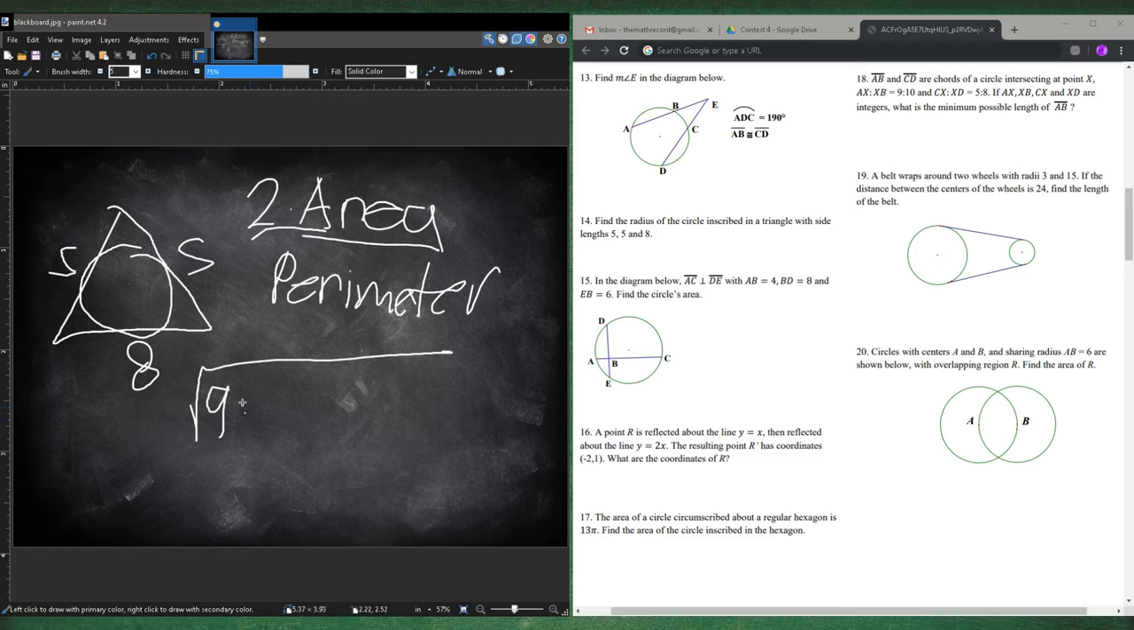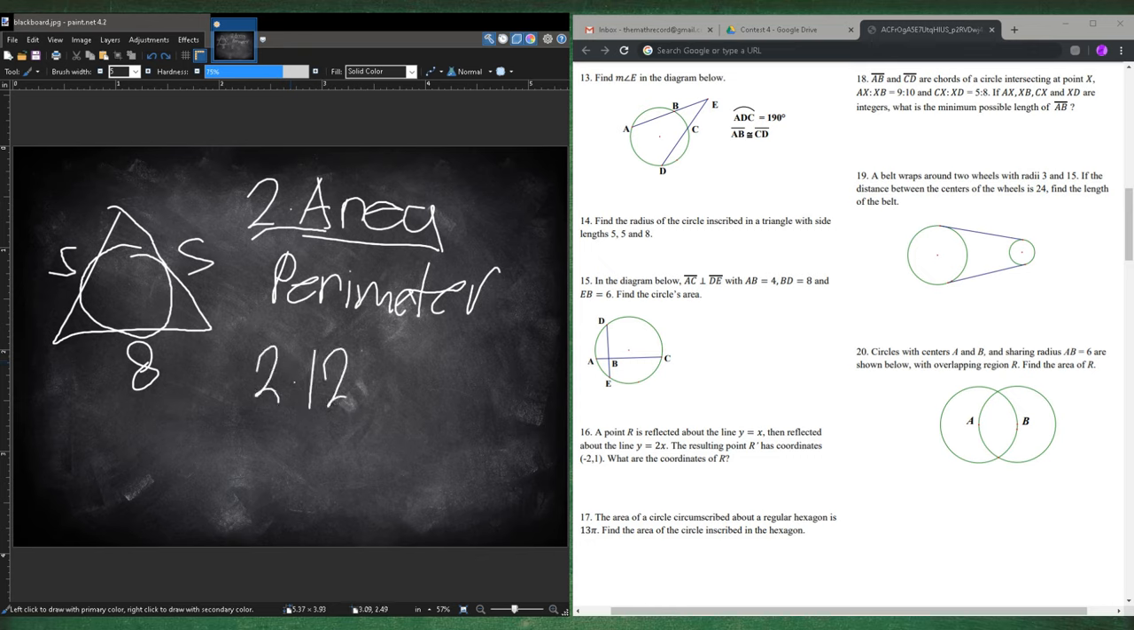Then you multiply 9 by 3 more numbers. The first number is 9 minus 8, which is 1. Then 9 minus 5, which is 4. And then 9 minus the other 5 is 4. So it's the semi-perimeter times the 3 numbers, which are the semi-perimeter minus each of those side lengths. So square root of 9 is 3, square root of 1 is 1, square root of 4 is 2, and square root of 4 is 2. So that's 4, and that's 12. So the area is just 12. It basically is just that simple.